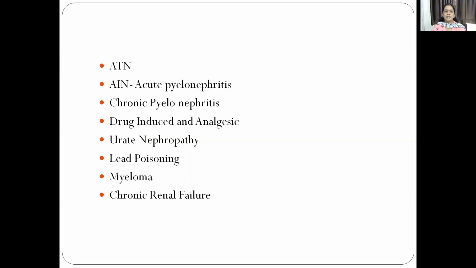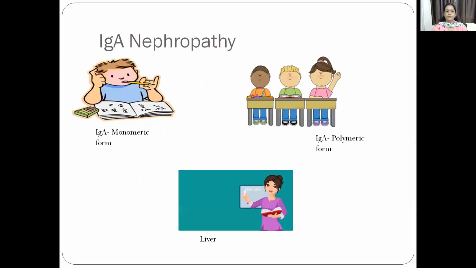In today's class, I will be discussing acute tubular necrosis, acute interstitial nephritis, including acute pyelonephritis, chronic pyelonephritis, drug-induced and analgesic nephropathy, urate nephropathy, lead poisoning causing AIN, myeloma causing AIN, chronic renal failure, and multisystemic disorders ending in the end-stage renal disease. Okay.